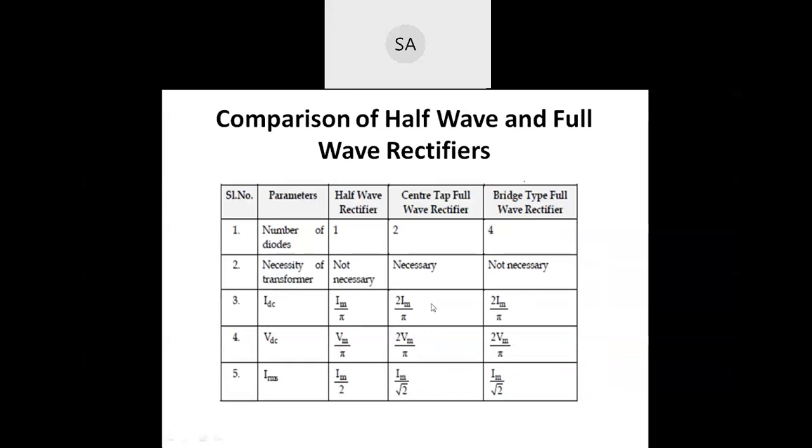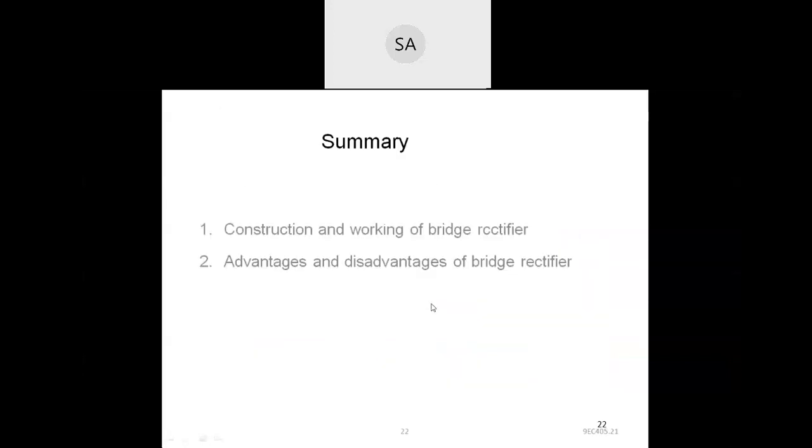So here is the summary of this lecture. Today we discussed the construction and working of the bridge rectifier, and the advantages and disadvantages of bridge rectifiers. We compared half wave, center tap and full wave bridge rectifiers. Most of the parameters are equal between the center tap full wave rectifier and the bridge rectifier.